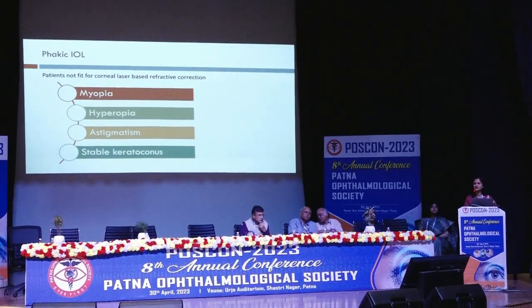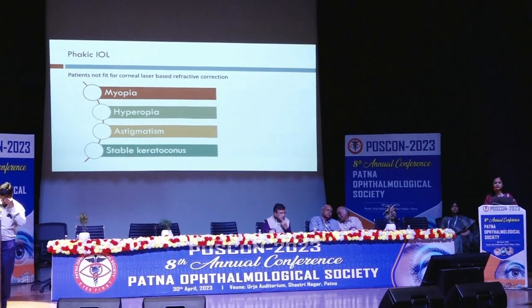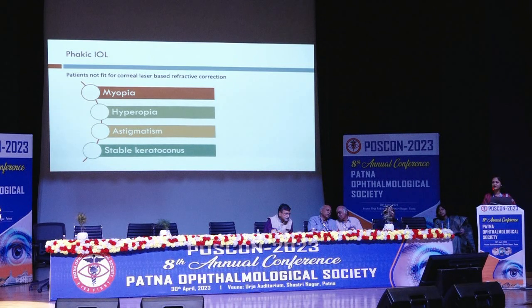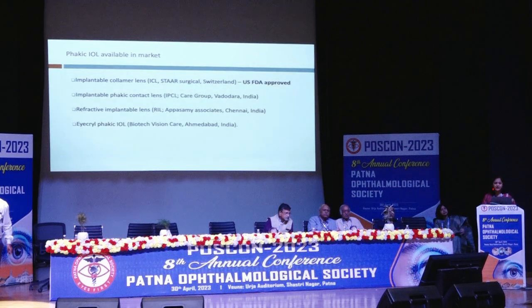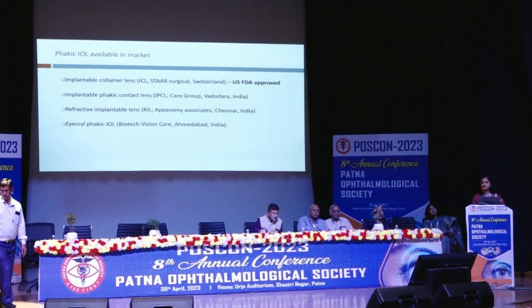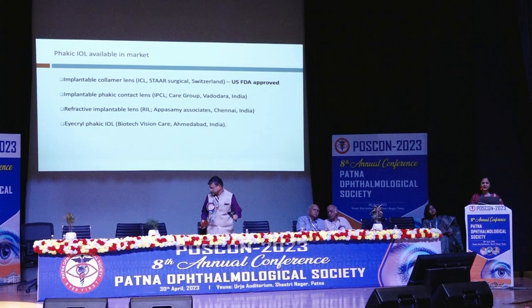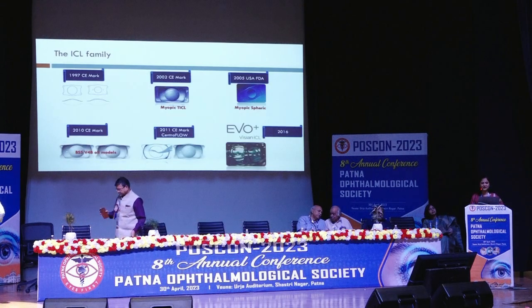Phakic IOL is done only in cases for those who are not suitable for cornea based laser refractive correction, and it can be used for correction of myopia, hyperopia, astigmatism, and now it is even done in cases of stable keratoconus. Among all the available options of phakic IOLs in the market, ICL is the US FDA approved one and is the most commonly used phakic IOL by most of the practitioners.